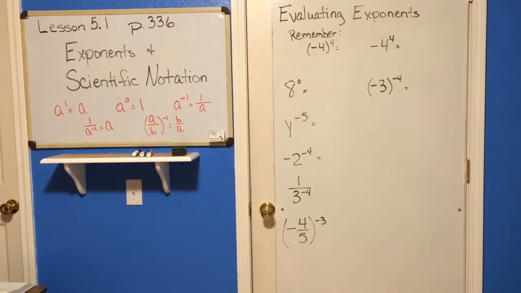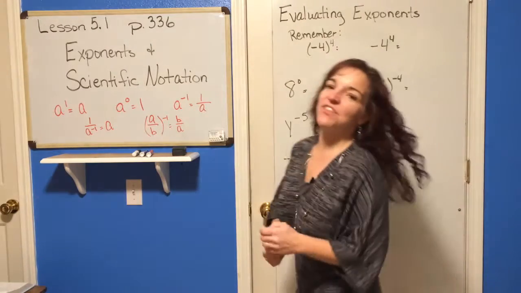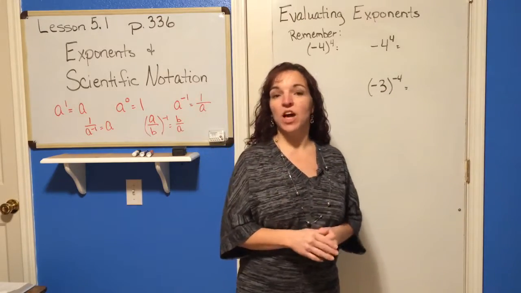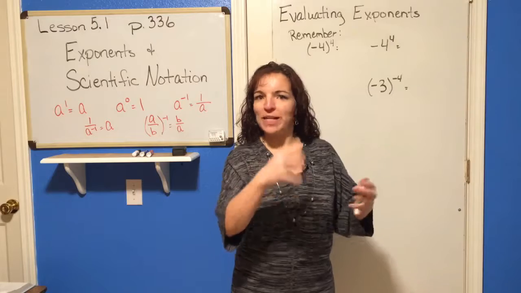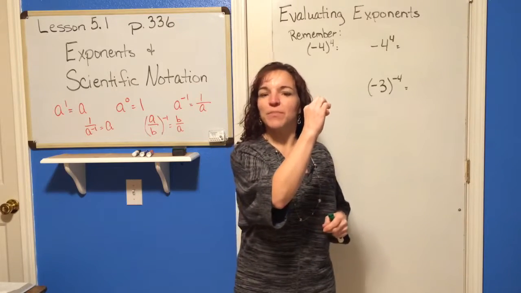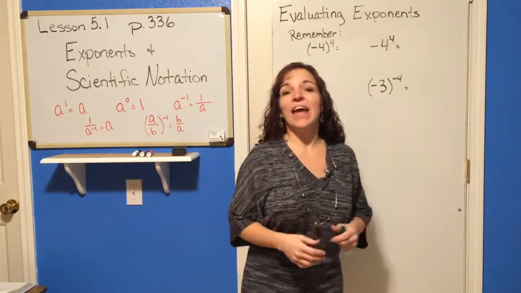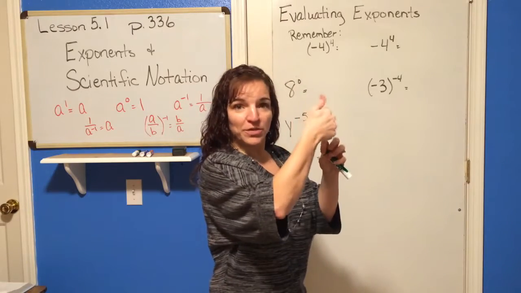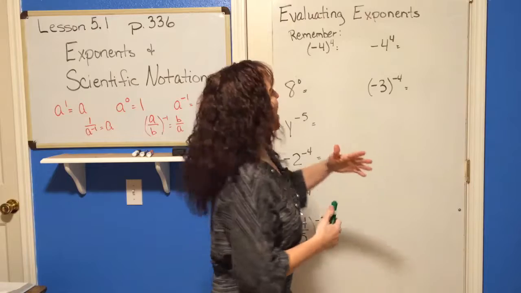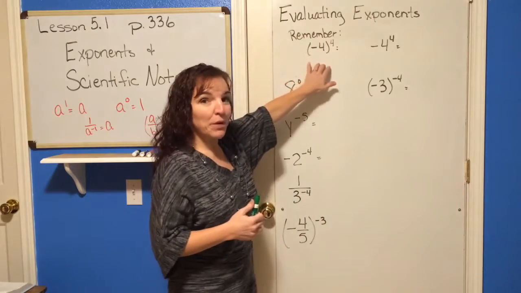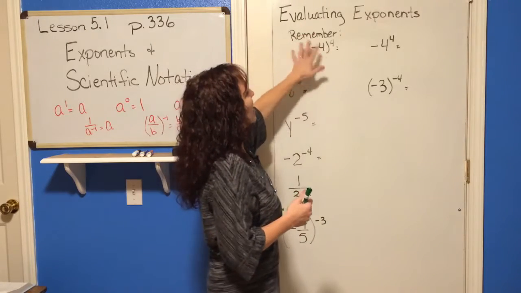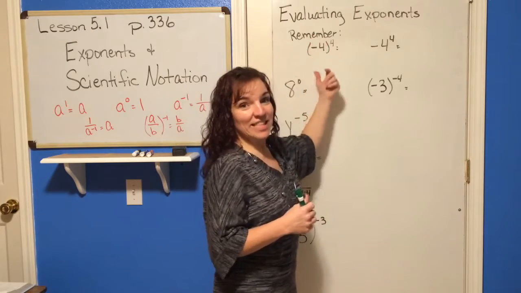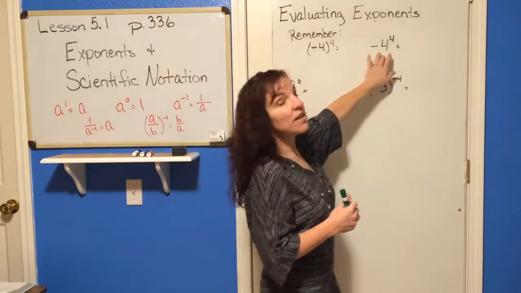Chapter 5, Section 1 is Exponents and Scientific Notation. We've covered exponents a little bit back in Chapter 1, and we talked about the large number is called the base, the little number up top is called the exponent or the power, and what that means is take the base times itself the number of times that your exponent says. And I wanted to remind you that if your base is in parentheses, then it's the whole base that's taken that many times, and if it's not, then it's not.